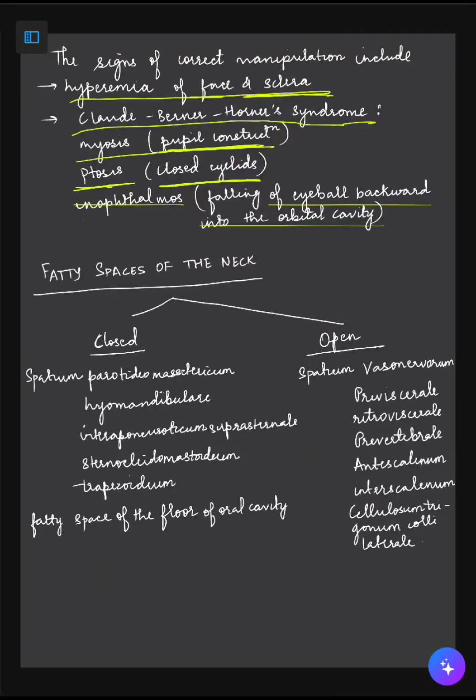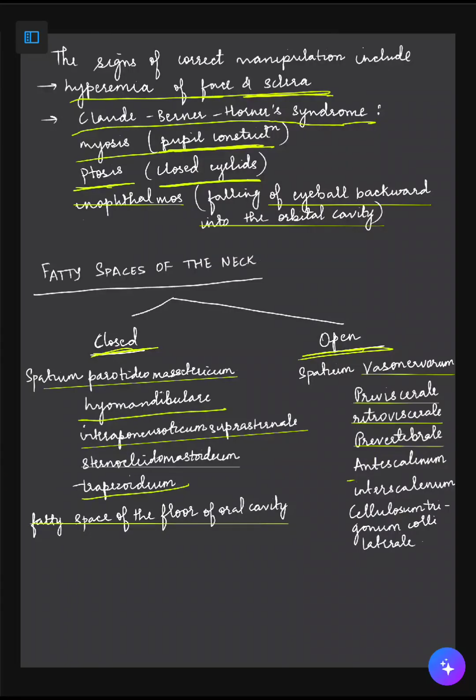Now there are some fatty spaces of the neck, which are closed and open. Closed: spatium parotideomasseterícum, spatium hyomandibulare, spatium intraaponeuroticum suprasternale, spatium sternocleidomastoideum, spatium trapezoideum, and the fatty space of the floor of the oral cavity. Which are the open ones? Spatium vasovenerum, periviscerale, retroviscerale, prevertebral, antescalenum, interscalenum, cellulosum trigonum laterale.